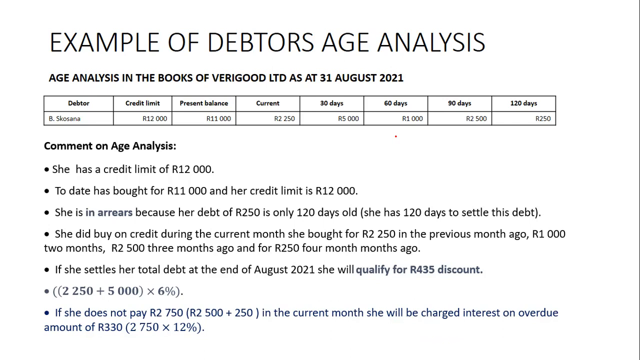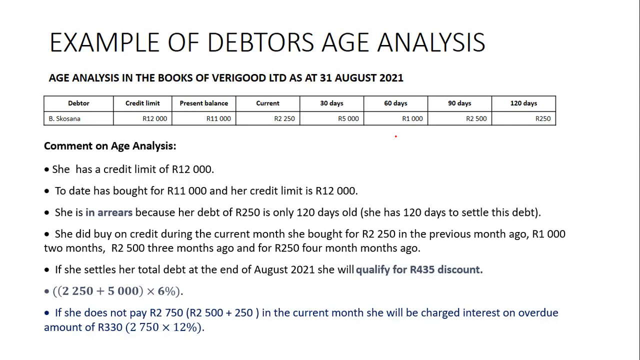She actually did buy on credit during the current month. She bought for 2,250 in the current month, she bought for 5,000 in the previous month, 60 days ago she bought for 1,000, 90 days ago she bought for 2,500, and 120 days ago she bought for 250. Now, if she settles her debt at the end of August, she will qualify for a 432 discount, which is simply the 2,250 plus 5,000, which you add up and multiply by 6%.